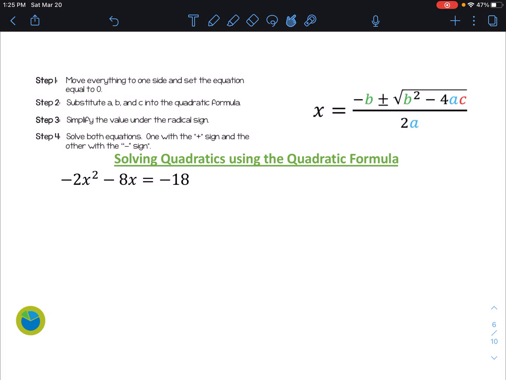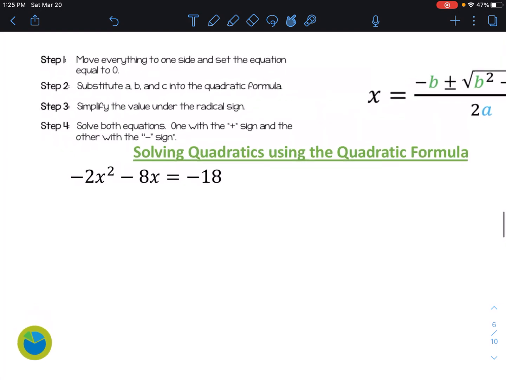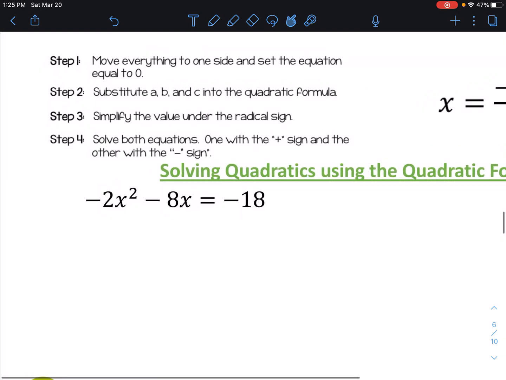The only thing that can really trip you up is maybe the very beginning if it's not set equal to 0. So then you just need to get everything on one side and set it equal to 0. So in this case, I got to get this 18 to the other side. Well, the only legal way to do that in math is to do the opposite. So I'm going to add 18 to both sides.